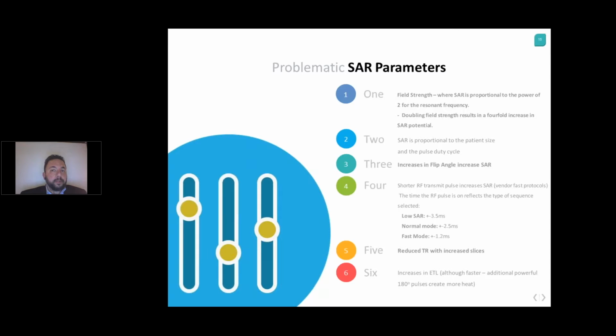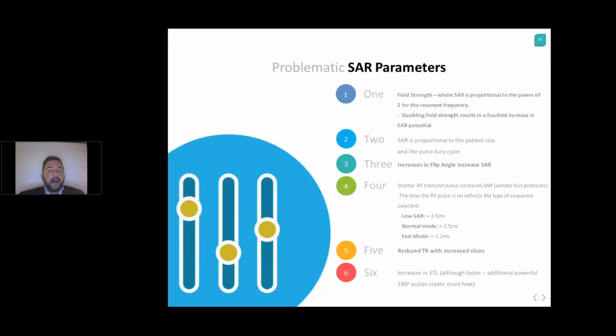Second problematic SAR parameter, proportional to the patient size and duty cycle. Larger patient, bariatric population, more problematic at higher field strength. Third problematic SAR parameter, increases in flip angle, increase SAR. So any increase in flip angle is going to increase the power in the patient.